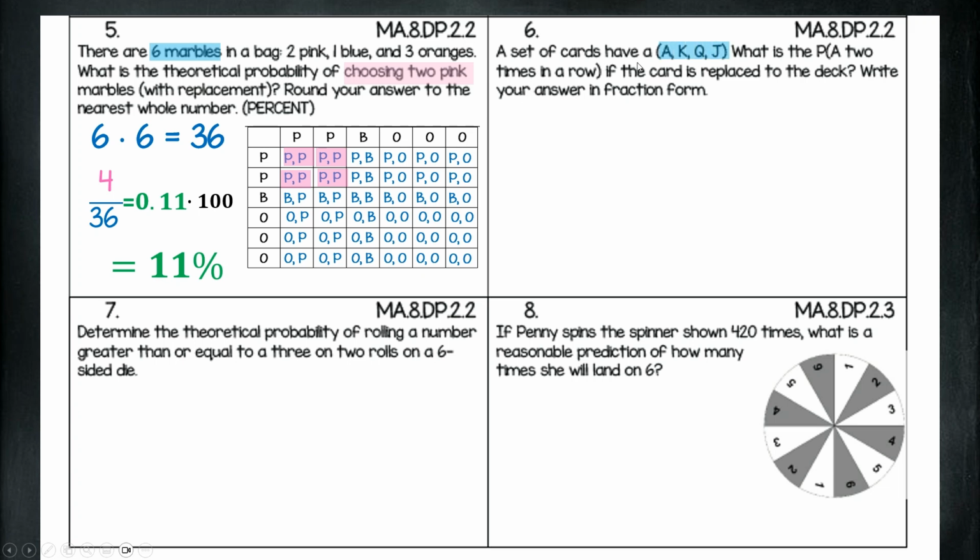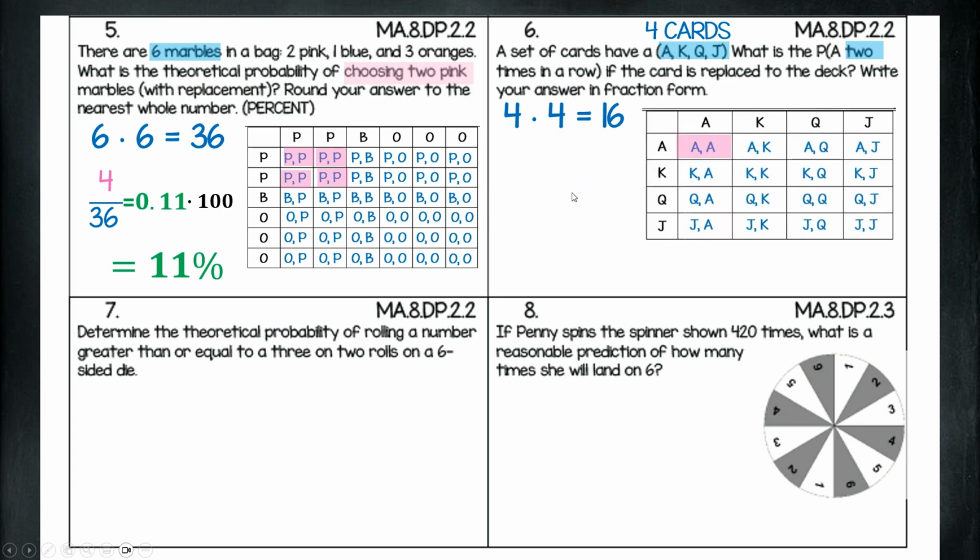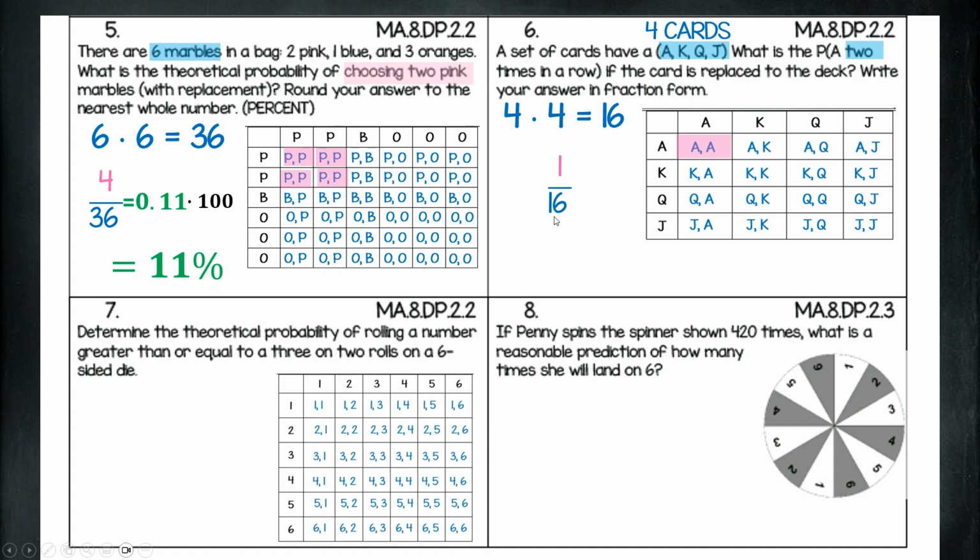Question number 6, we have a set of cards where we have an ace, a king, a queen, and a jack. What is the theoretical probability of pulling an A 2 times in a row? So we have 4 cards. We're going to pull 2 times, so 4 times 4 is 16, so that's the denominator of our fraction for our theoretical probability. And if you look at our sample space for this scenario, we can only pull an A 2 times 1 time. So our fraction would be 1 over 16. And we can leave it as that because it's already simplified.